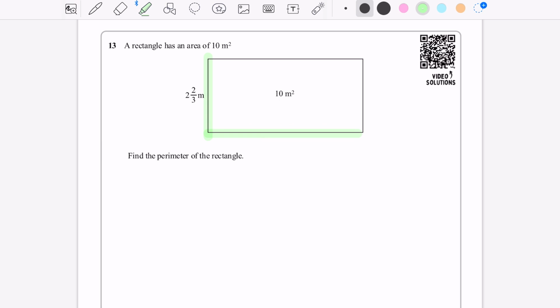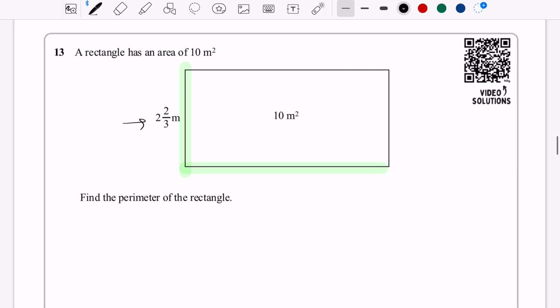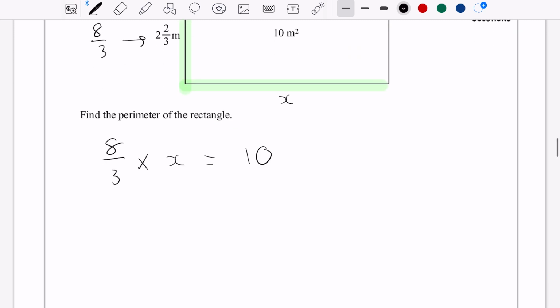Alright, so 2 and 2/3, I don't like mixed numbers at all, so I'm going to turn that into an improper fraction to start with. So over 3, so 2 times 3 is 6, what's left is 8 over 3. Okay, so 8 over 3 times something, we'll call it x, equals 10. Alright, so I'm going to have to do a division instead. We're going to have to divide instead to get x on its own, so 10 divided by 8 over 3, so that's 10 over 1.